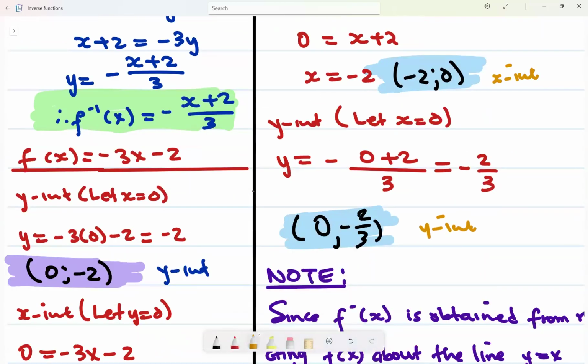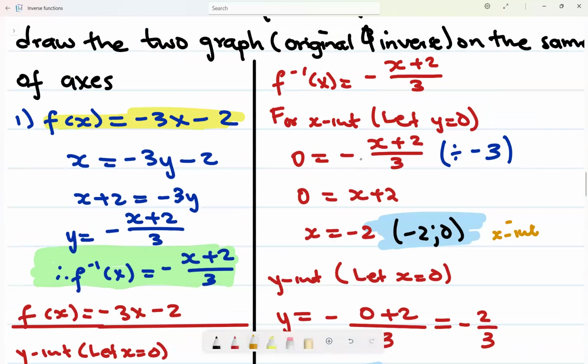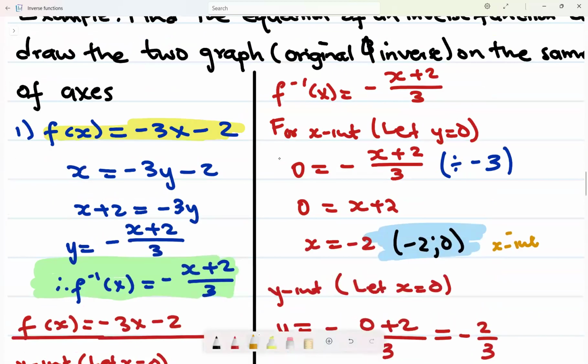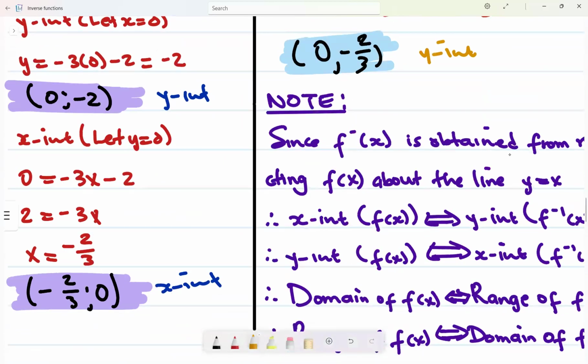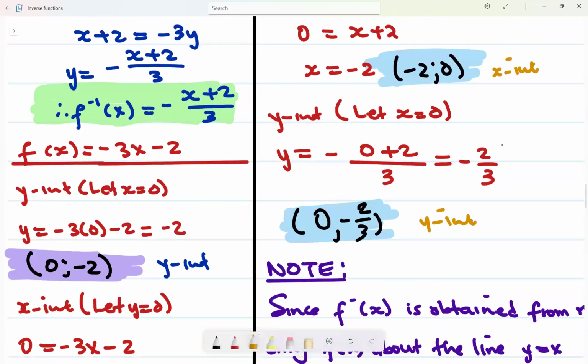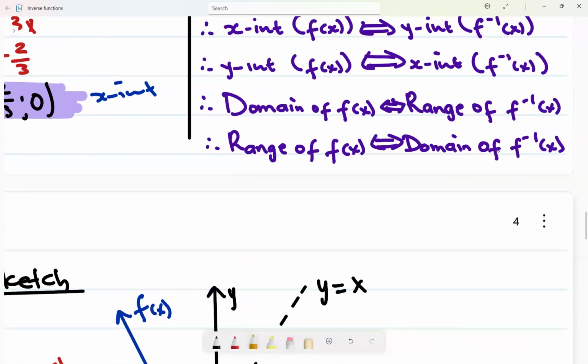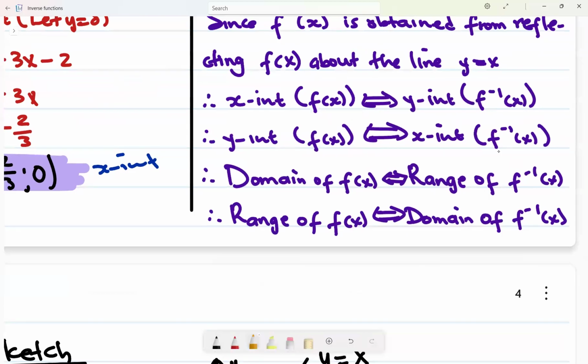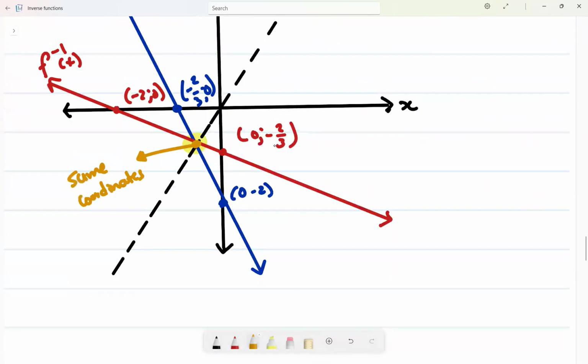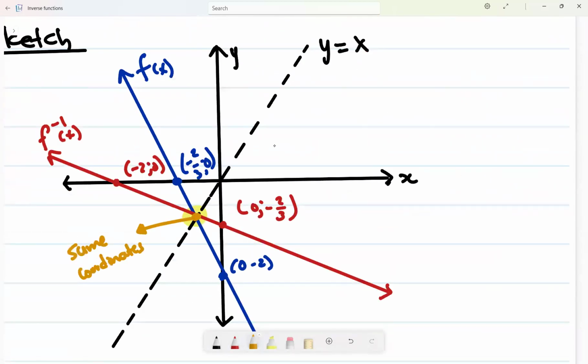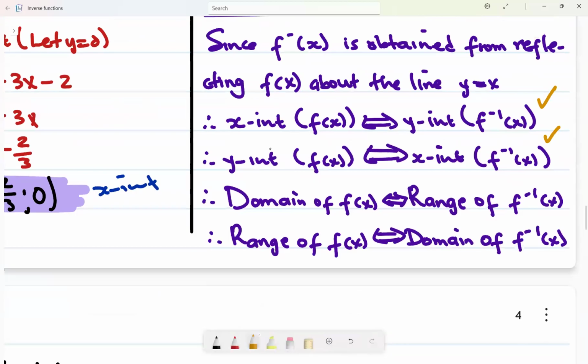Can you see now? We have reduced the stress by saying, instead of calculating the x and y intercepts again for the inverse, let's just swap. But I needed you to be in a position of understanding. So now this statement is correct, proven. This was the y-intercept here, and this was the x-intercept, but when it got there, it became the y-intercept.